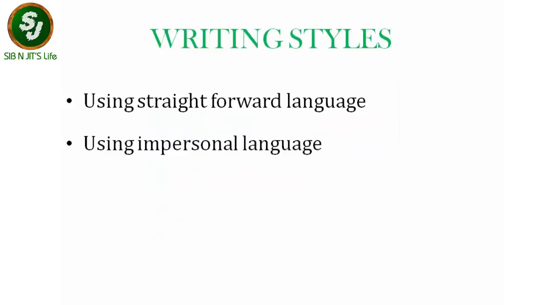Next, use impersonal language. As essay writing is academic writing, you should always write in the third person. Avoid using emotionally loaded words, like "the research was not very good." Such words are not used. Instead use words like "the research was very unproductive." This is a very important point. The next is to be precise. Academic writing must be very precise and clear in understanding.